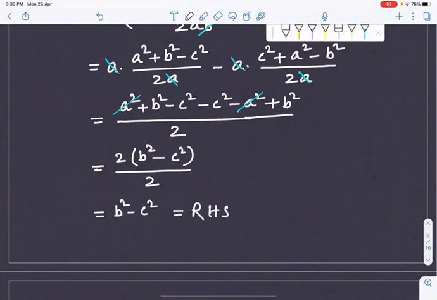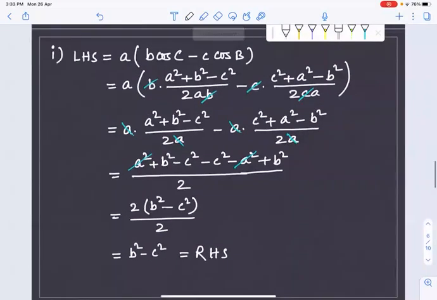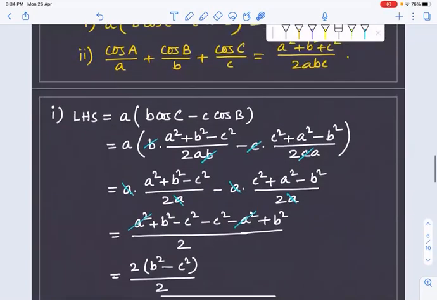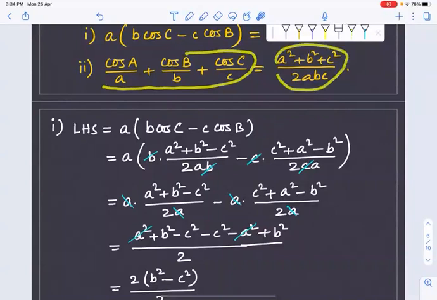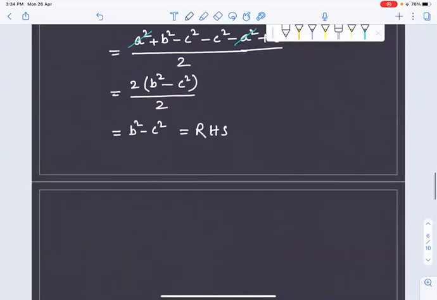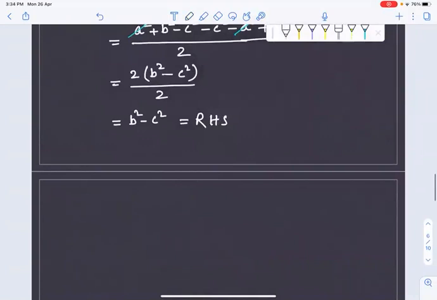Right. So what I did, I have just used the cosine rule here, and the solution is so simple. Only the calculation part is there. Let's take the second question. In the second question, we have LHS like this, and RHS is only in terms of sides. So I have to convert all the cosine terms in terms of sides. So question number 2.